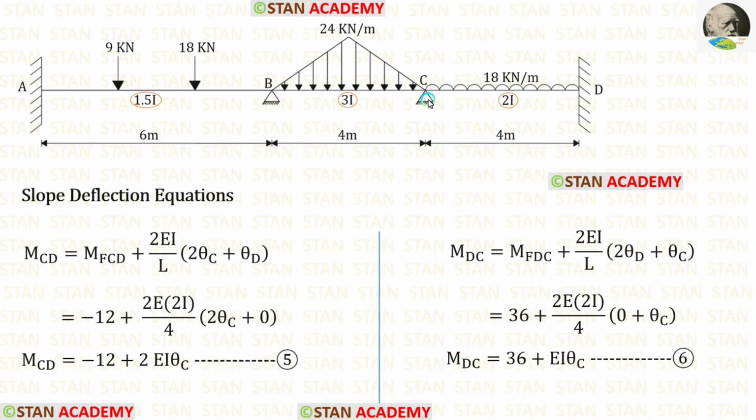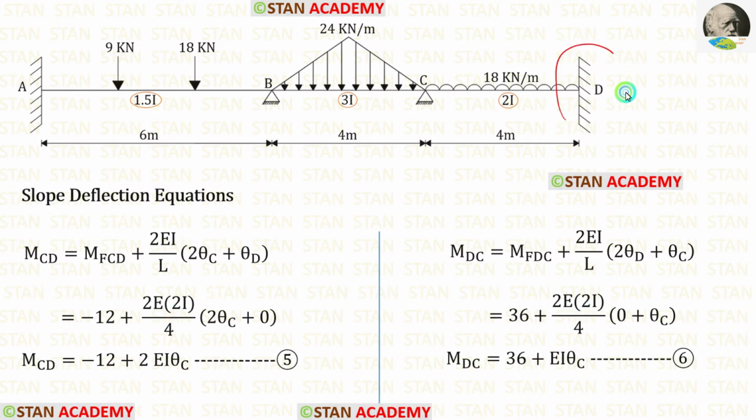Now let us make the slope deflection equations in the span CD. In the equations, first let us apply the fixed end moments. Length of CD is 4. Let us apply that. The moment of inertia for CD is 2i. So in the equations, instead of I, we have to apply 2i.